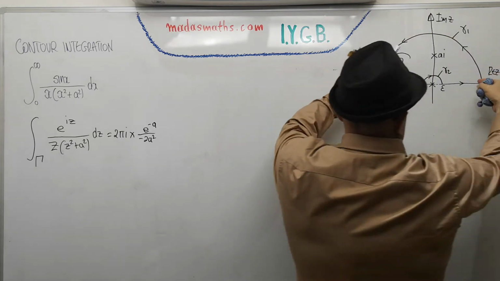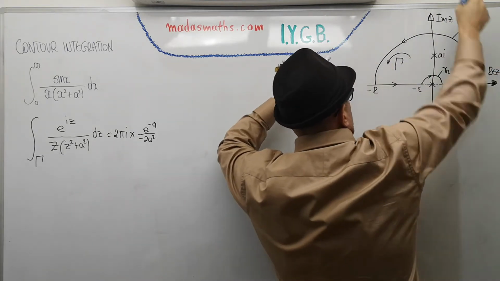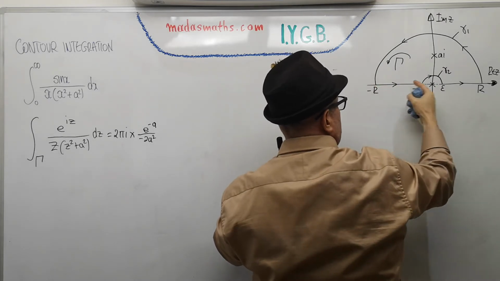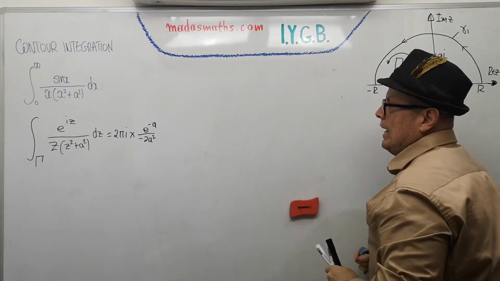So if we blow this picture up, so the R goes infinitely large and the epsilon shrinks to 0, then we're going to get our integral from the real axis.